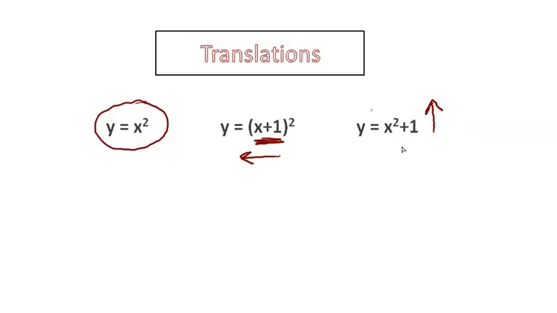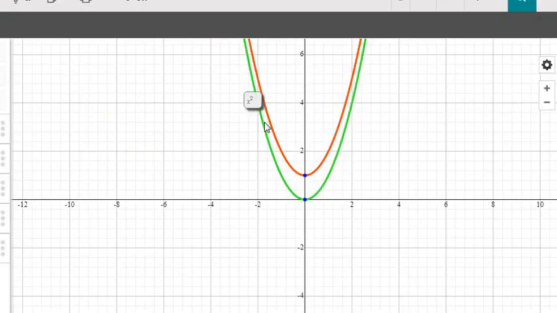Now let's graph this one. We expect that the graph of this function will be the graph of x squared, but shifted up by 1 unit. The orange graph is the new one.